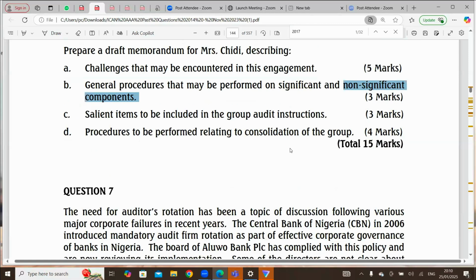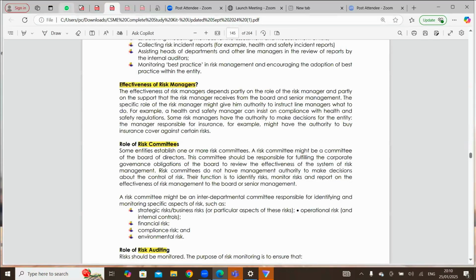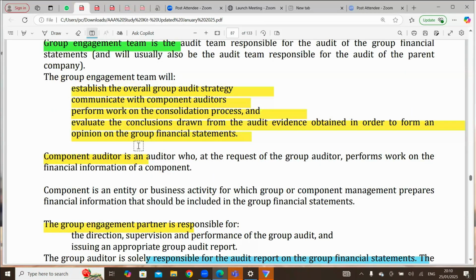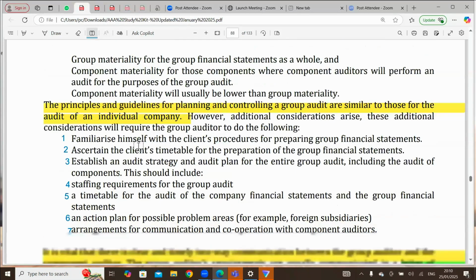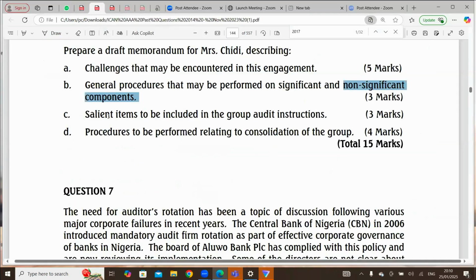Then they said, what are the items to be included in your group audit instructions? All this, the letter of instruction, that's what will be included. You ask for cooperation, you tell him the work that you want him to do, ethical requirements, all of that. Then they said procedure to be performed in relation to consolidating a group.